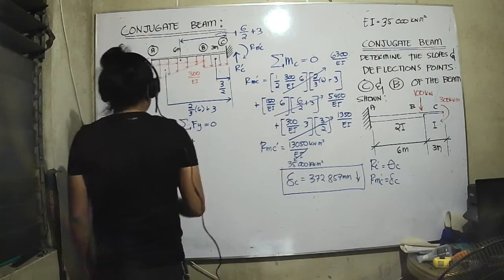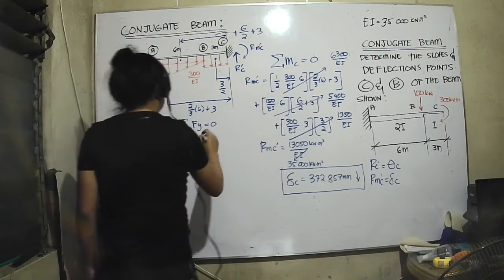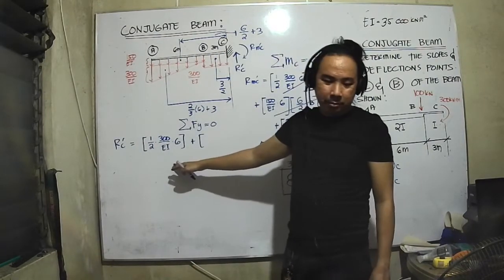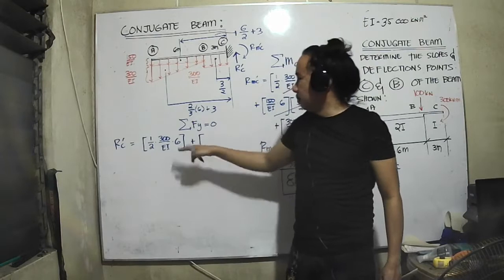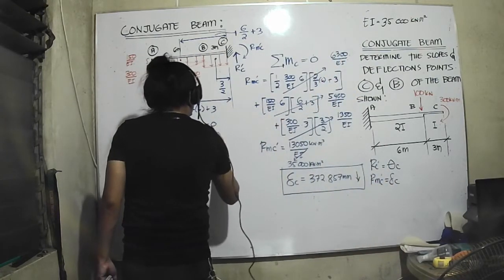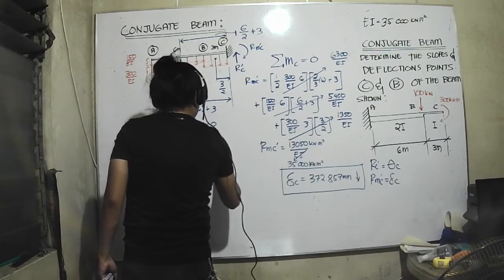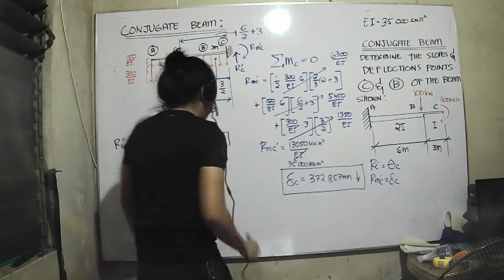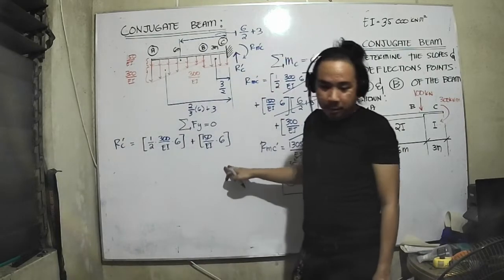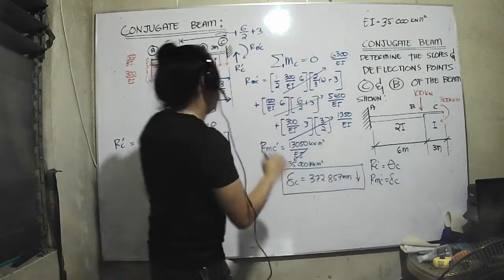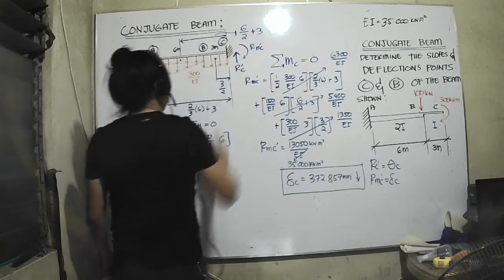This one is 150 over EI, multiplied by the base, which is equal to 6. I hope you can follow. This pertains to this small rectangle. And finally, the chubby rectangle.